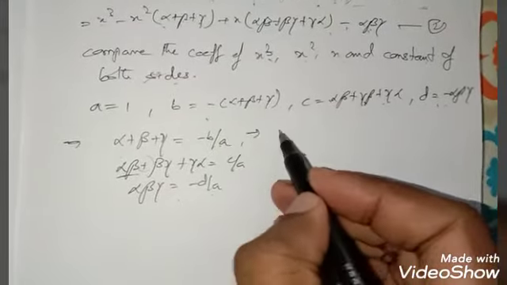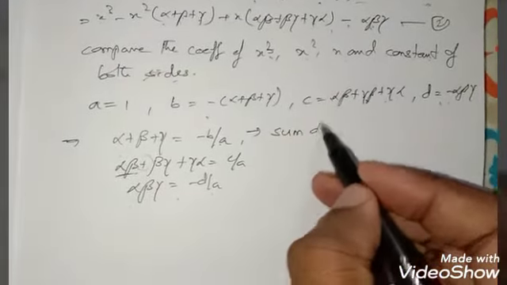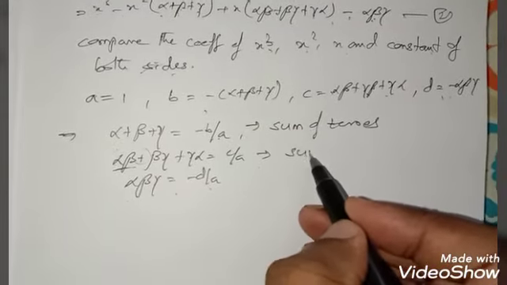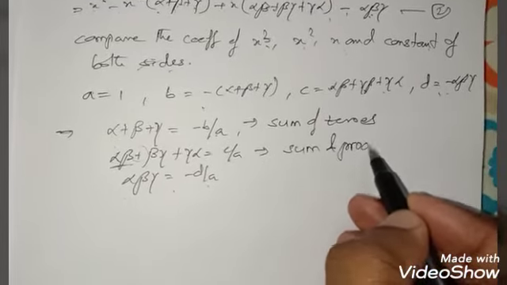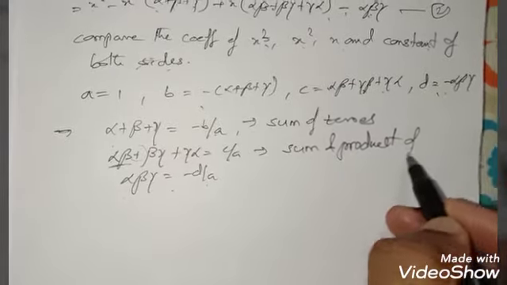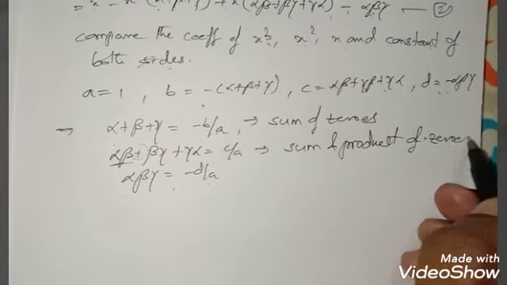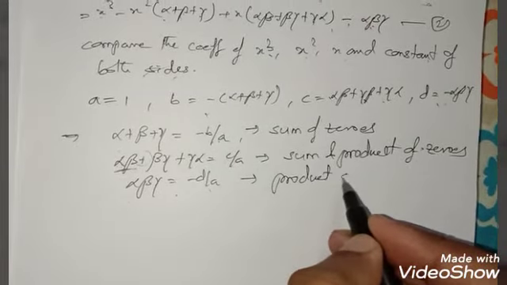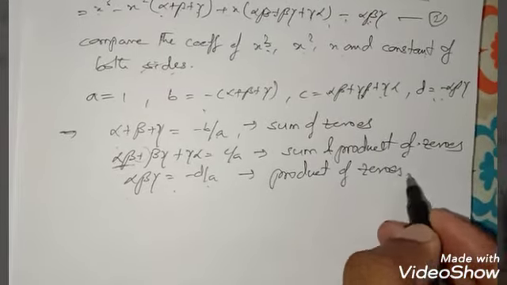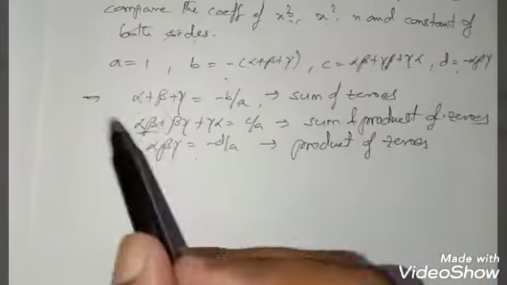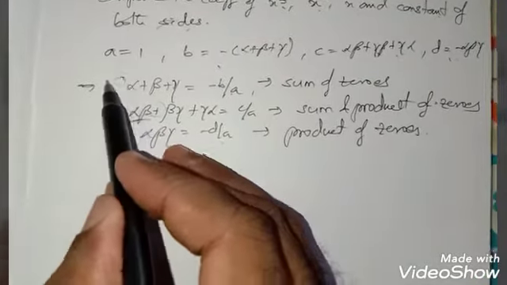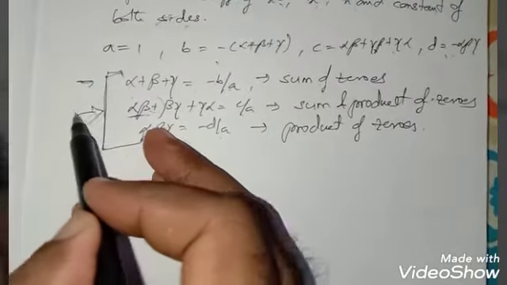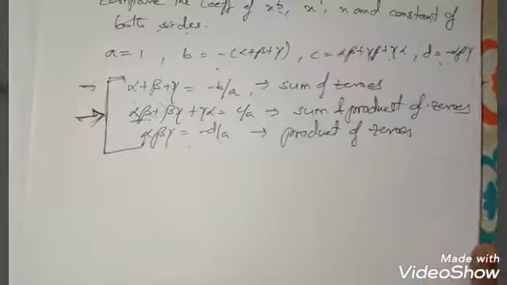Now if I write here, you can write this as the sum of zeros. This one is the sum and product of zeros. This one is the product of zeros. Right, so like this we are showing the relation. This is the main formula to find the relation between the coefficients and its zeros.